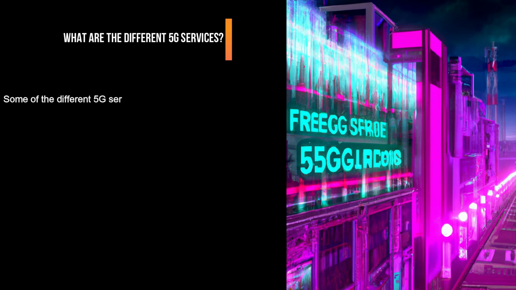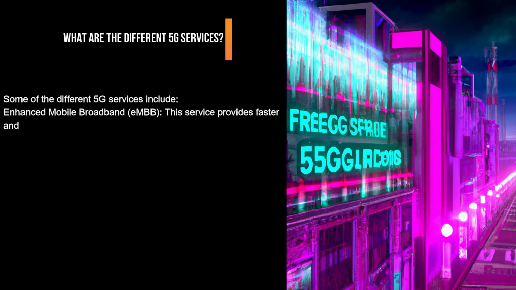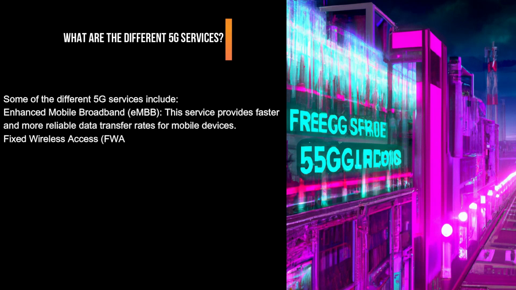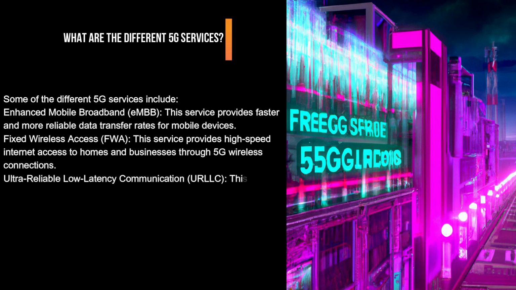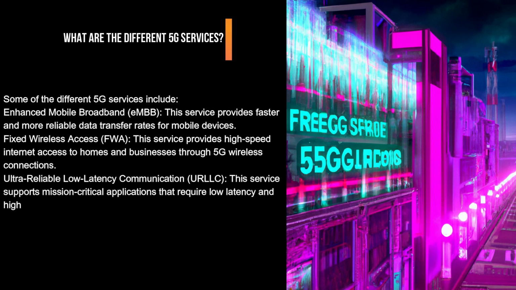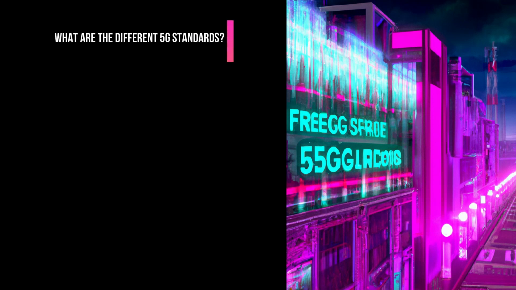What are the different 5G services? Some of the different 5G services include enhanced mobile broadband, eMBB. This service provides faster and more reliable data transfer rates for mobile devices. Fixed wireless access, FWA. This service provides high-speed internet access to homes and businesses through 5G wireless connections. Ultra-reliable low-latency communication, URLLC. This service supports mission-critical applications that require low latency and high reliability, such as autonomous vehicles and industrial automation.